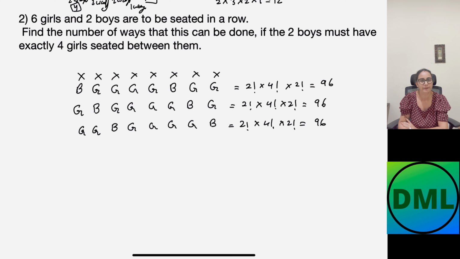I have done separately all of them, so I have to add my answer. My answer will be 96 plus 96 plus 96. If you add it, your answer will be equal to 288. That will be your answer.